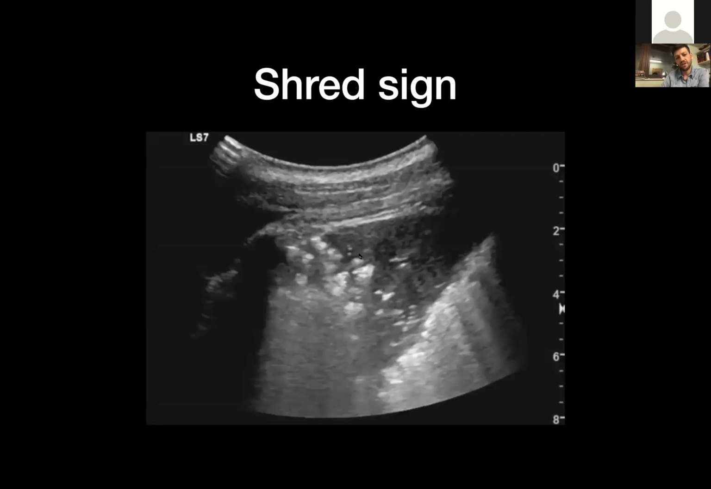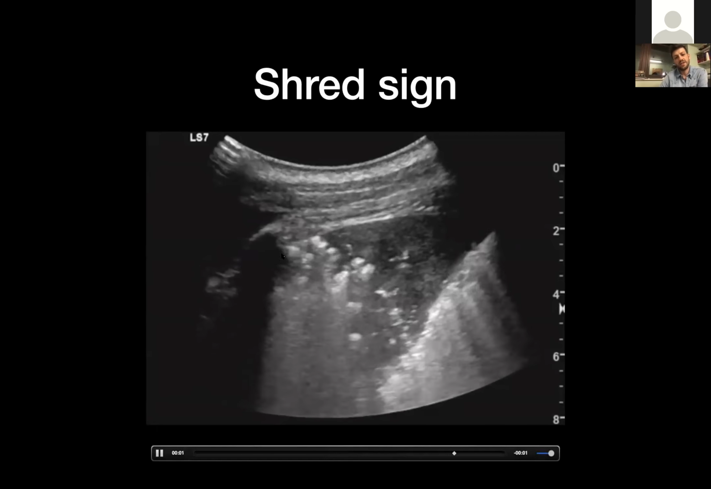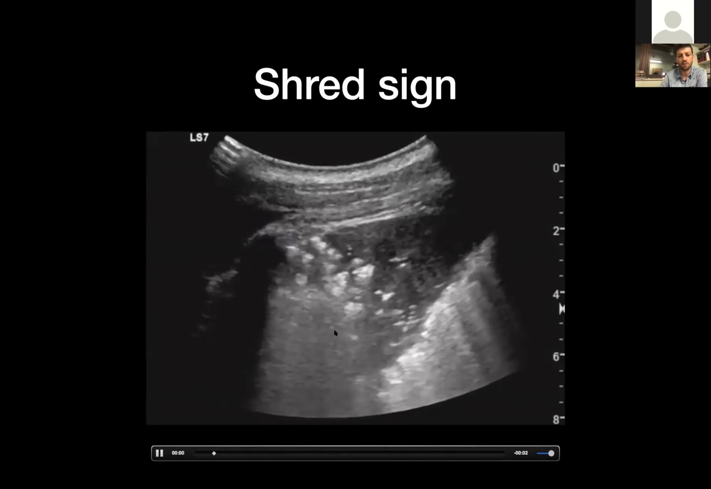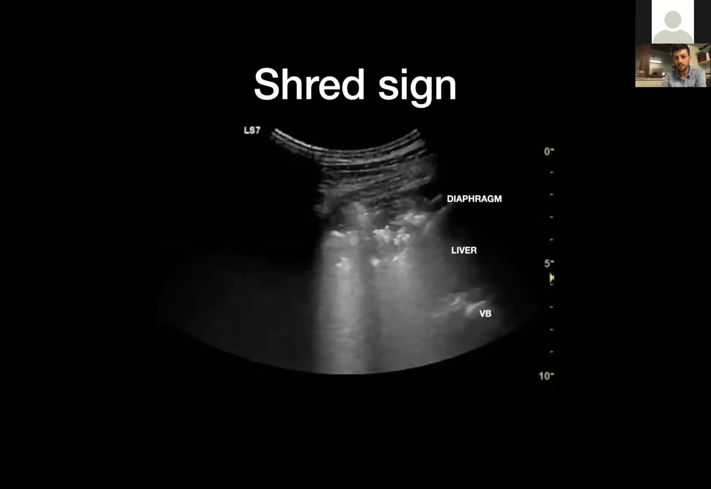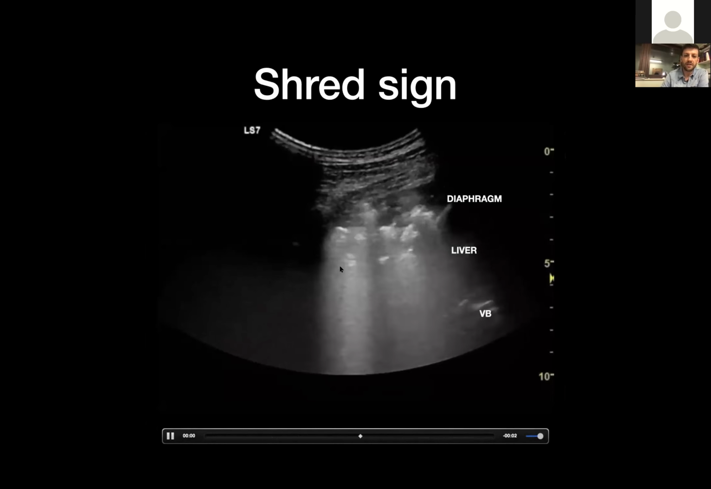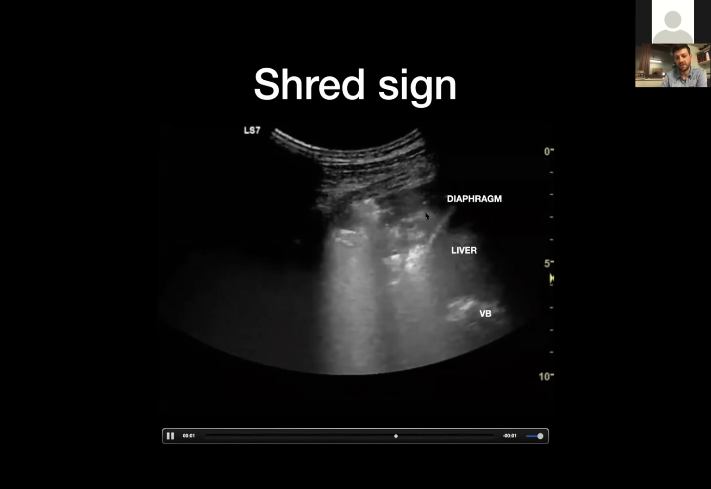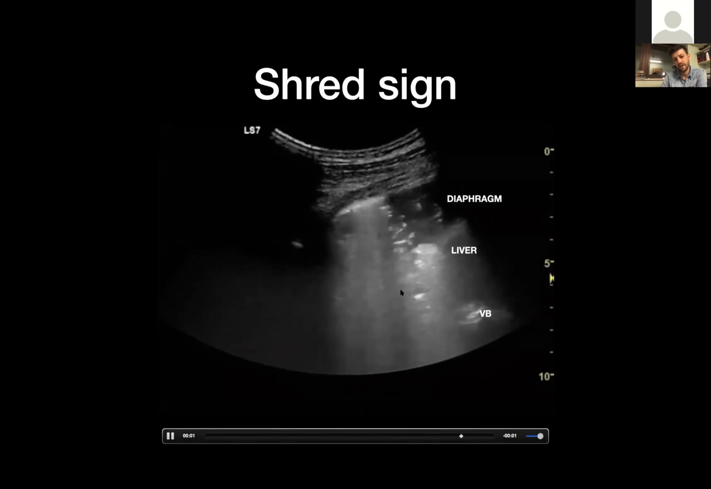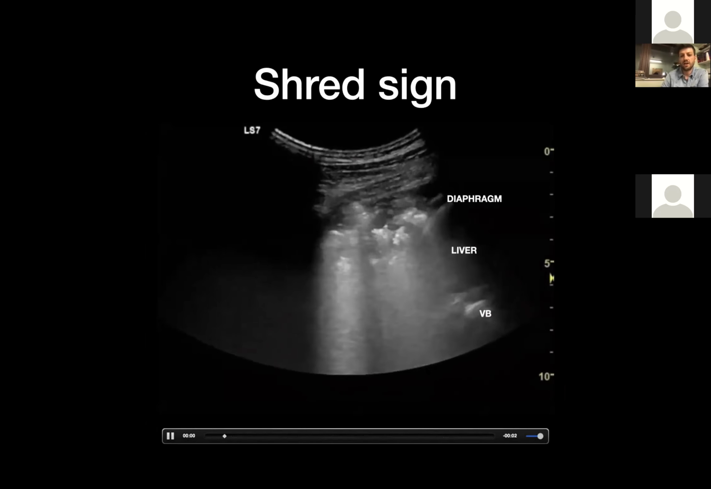So this is that shred sign, and this is this shredded appearance between consolidated and normal lung. And we see it again here. So here's liver, diaphragm, and this shredded appearance between consolidated and normal lung. And you can see that there are some B lines coming away from the consolidated lung.